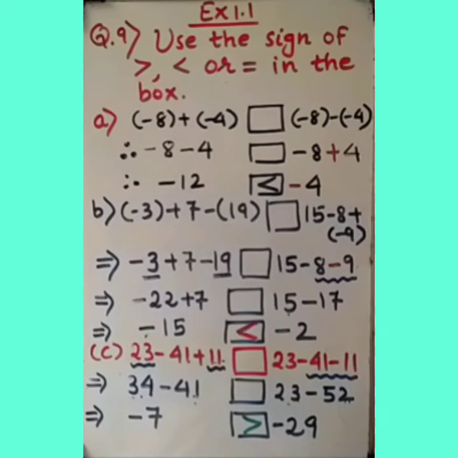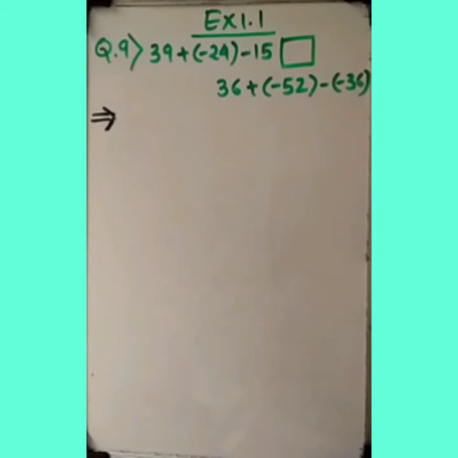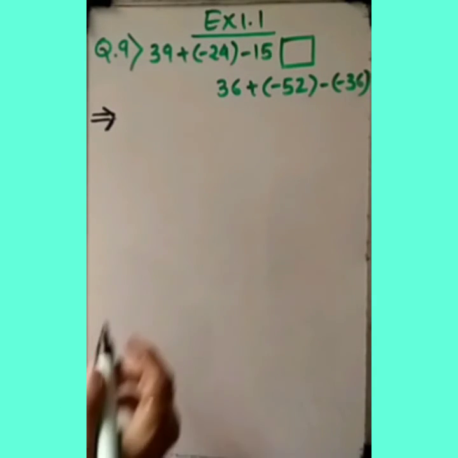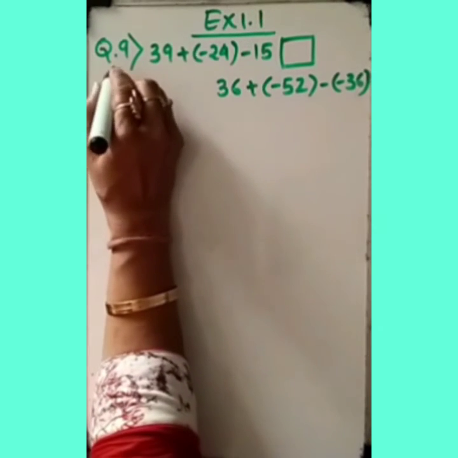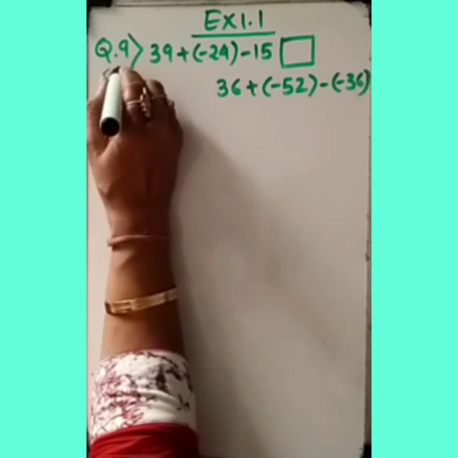Please note down this in your copy. Okay, my dear students, here exercise 1.1, question 9. We have 39 plus minus 24. This is the D part. So please note down here it is D.